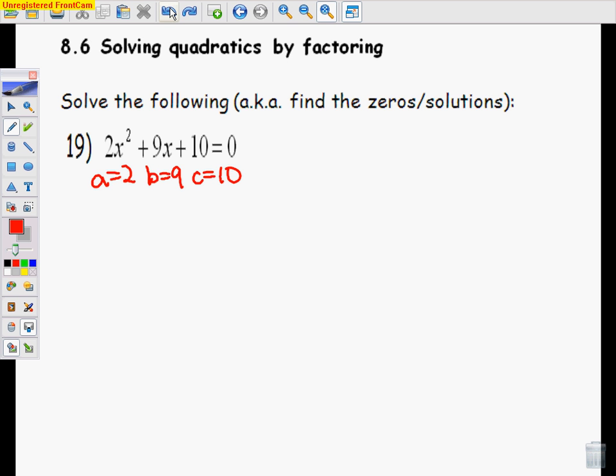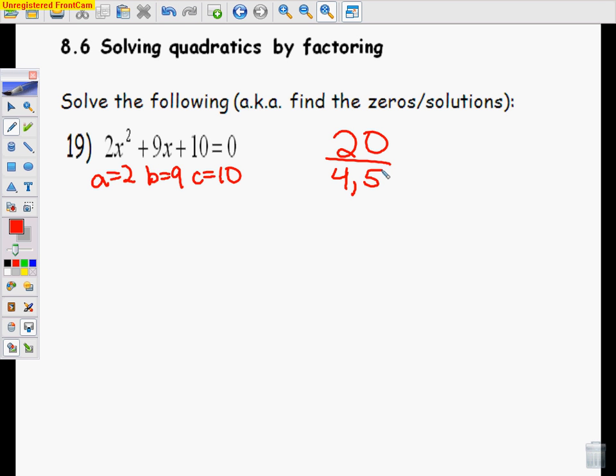Because most of my students use the AC method, that's what I'm going to do here. With the AC method, you multiply A and C together first. 2 times 10 is 20, so I'll put that off to the side. And now you're trying to find two numbers that multiply together to give you 20, and at the same time add together to give you 9. Here, those two numbers we can find are 4 and 5.